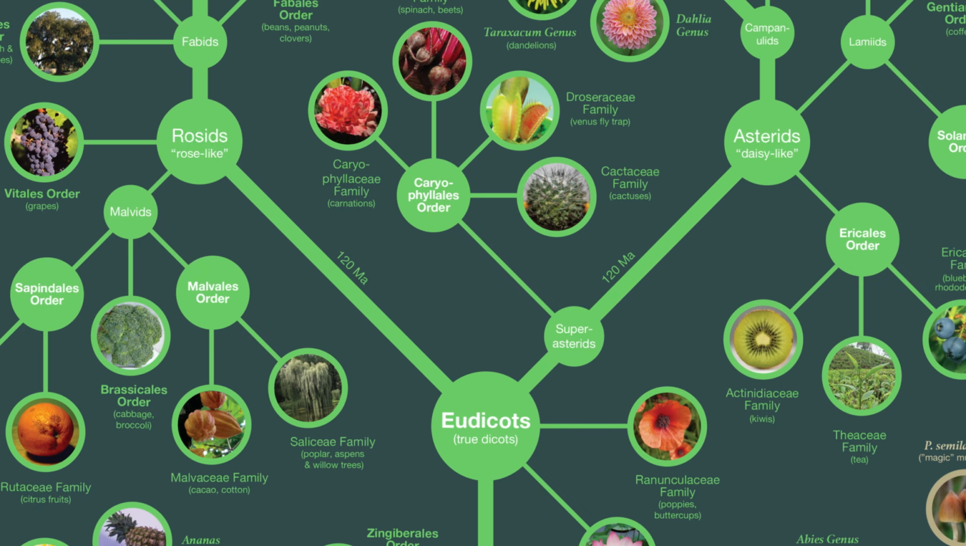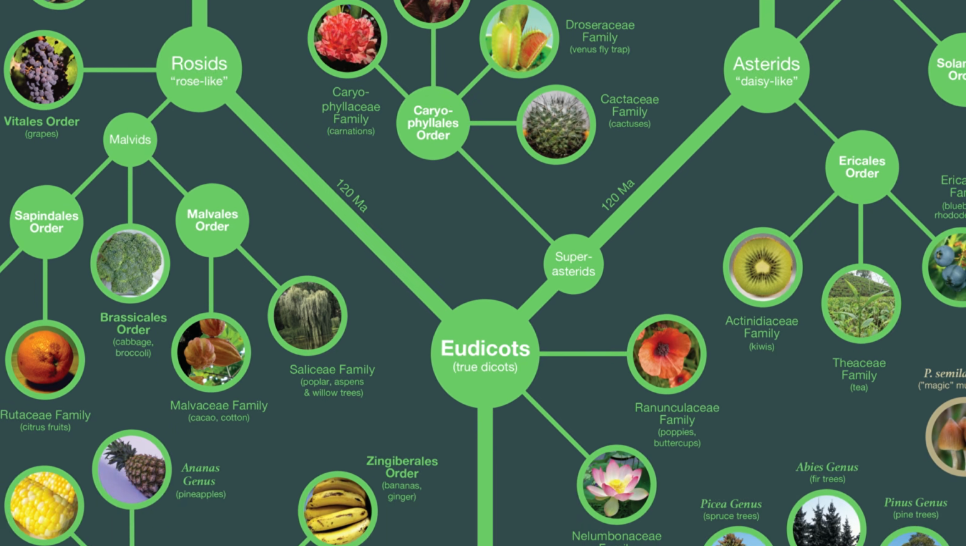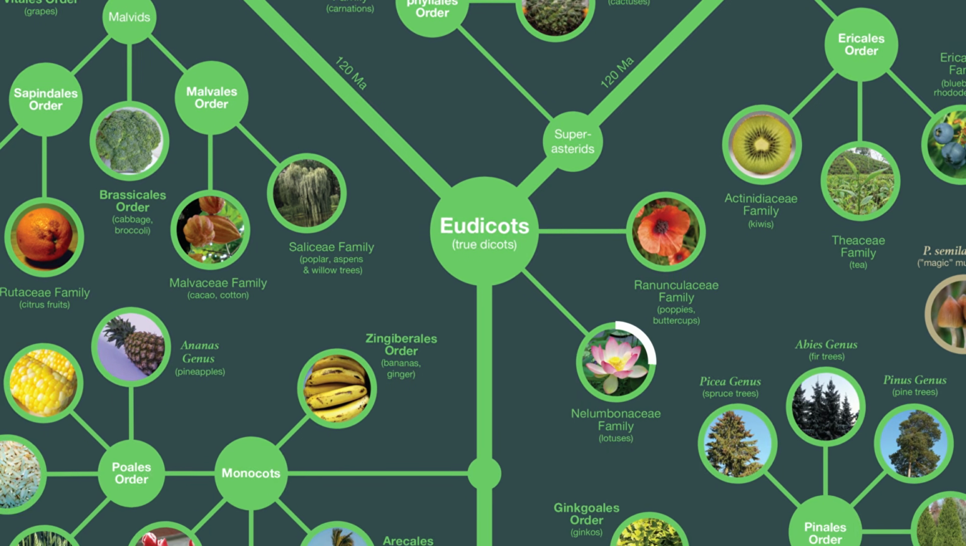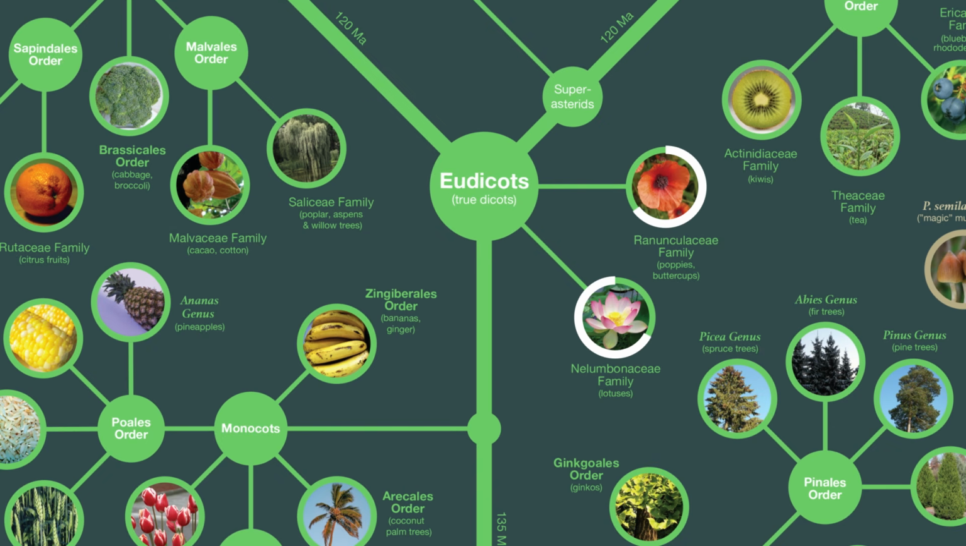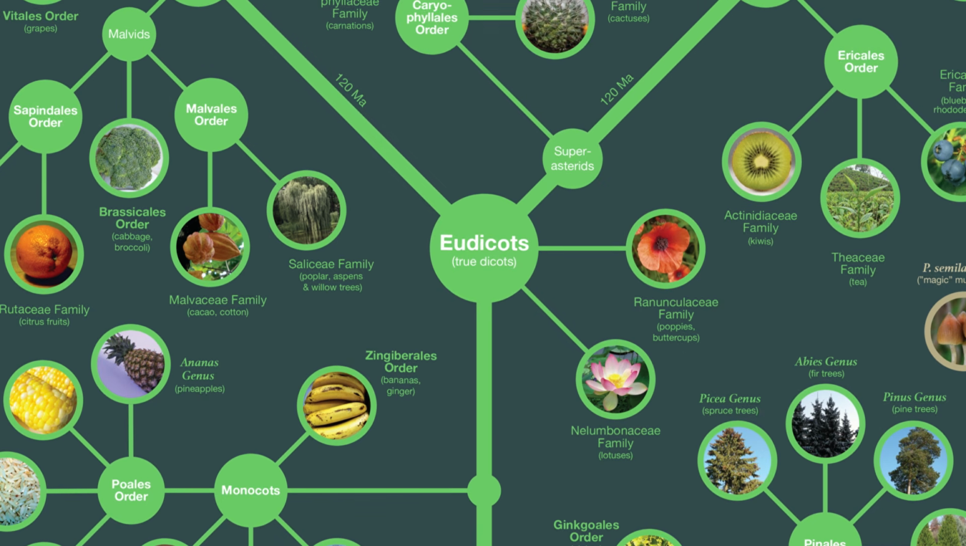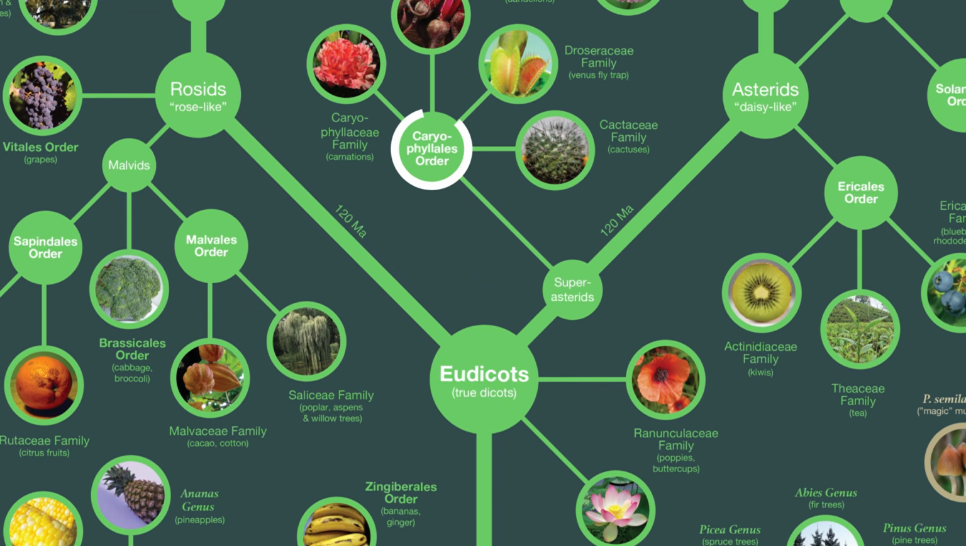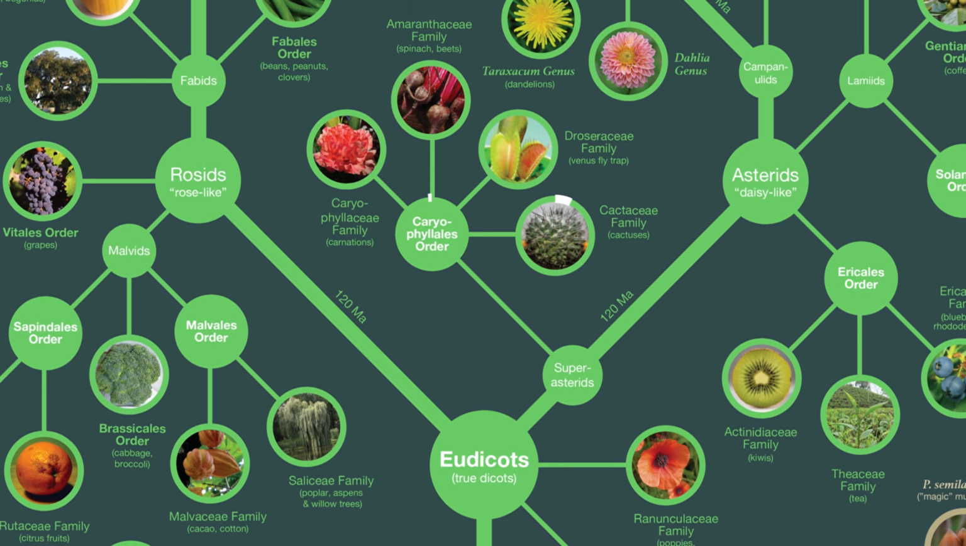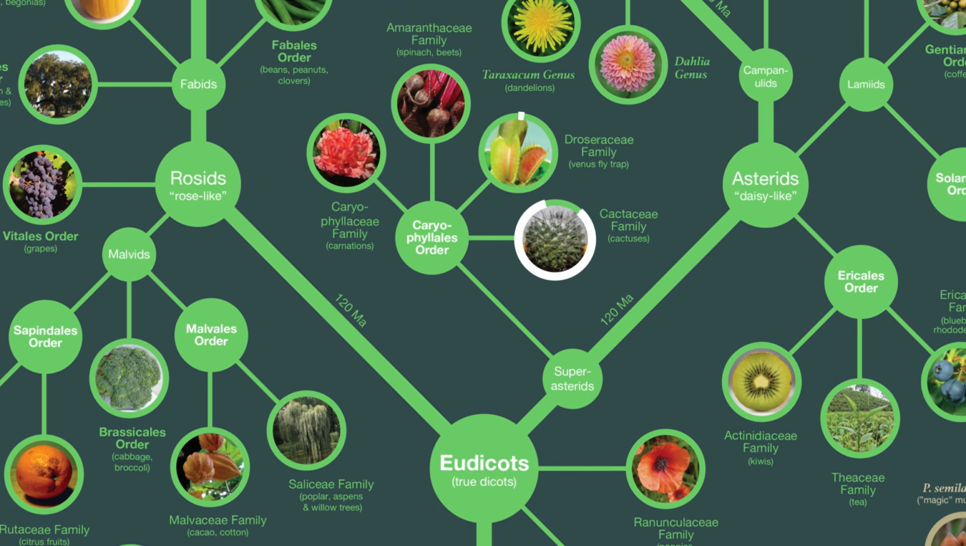But before we look at them, let me point out a few exceptions. Two of the oldest eudicot families are the lotus family and the buttercup family, which also includes poppies, from which we get opium. Then there's the Caryophyllales order, which includes all of the various types of cactuses, as well as the famous Venus flytrap, one of the few examples of a carnivorous plant. It also includes carnations and the Amaranthaceae family, which contains spinach and beets.